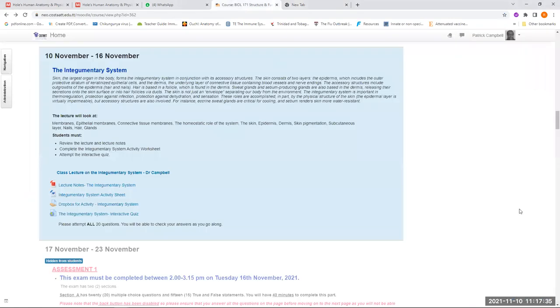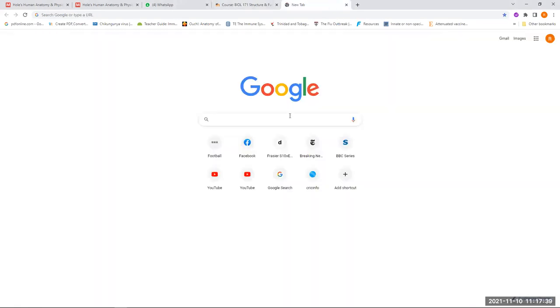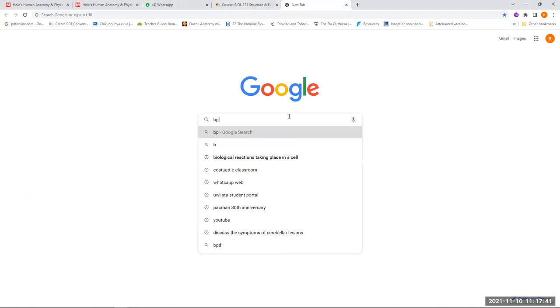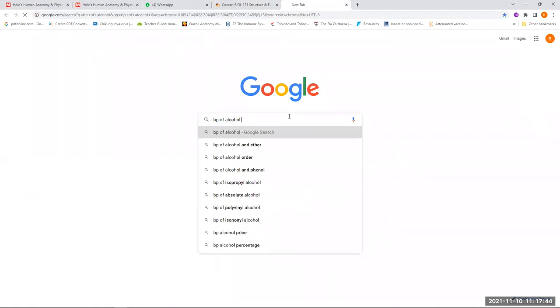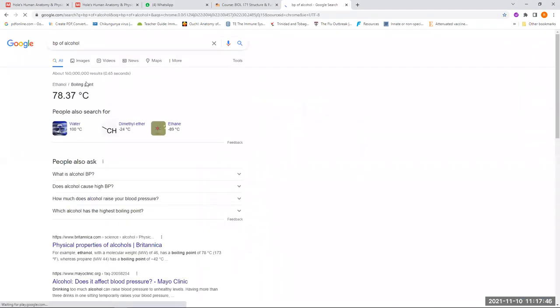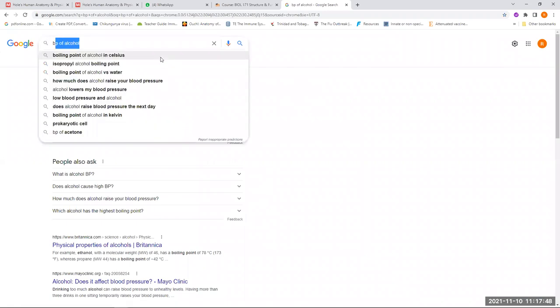So you might ask yourself then, how does alcohol cool you down? Well, let's look at the vapor temperature, the boiling point of alcohol. What is it? The boiling point of alcohol is 78 degrees Celsius. That's a little high.